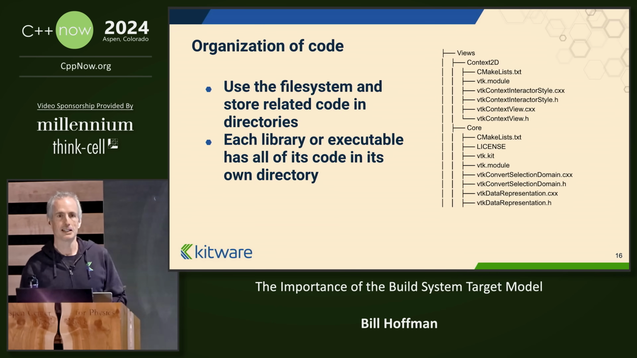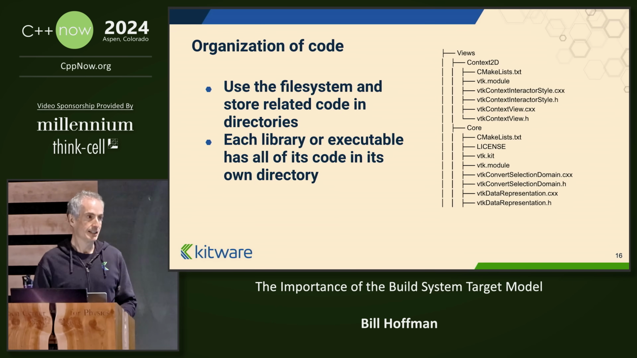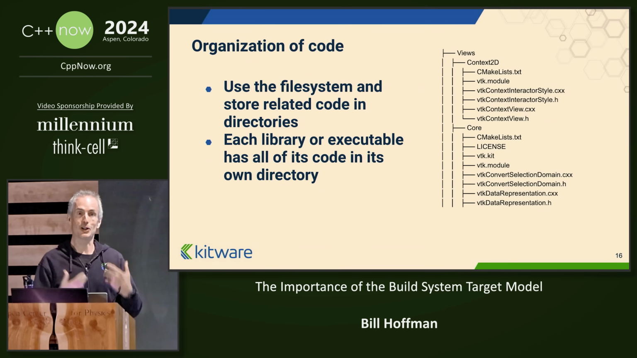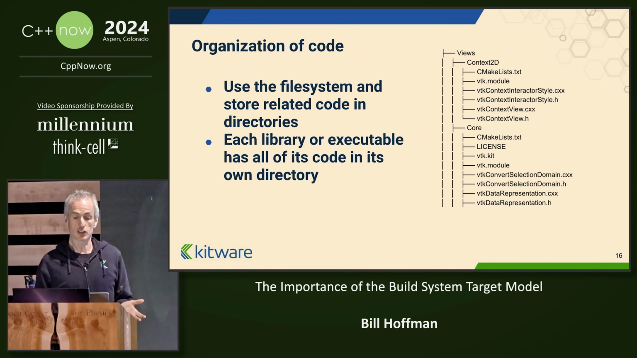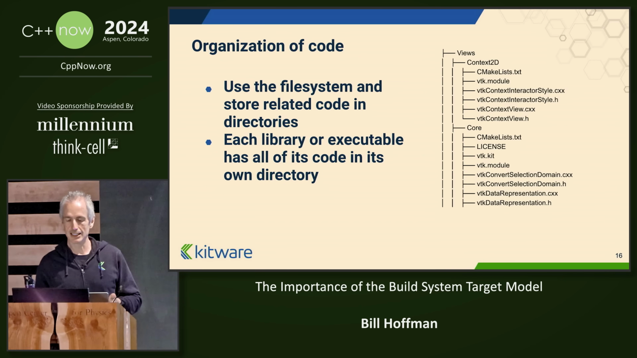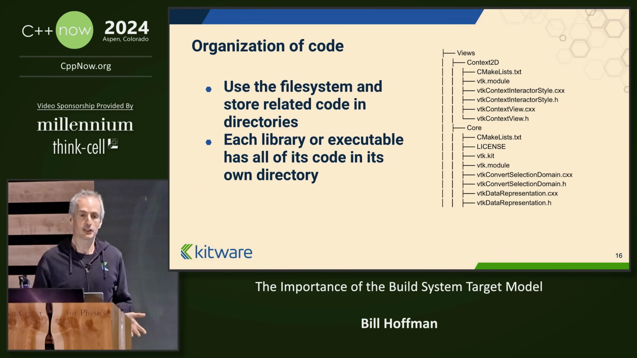Well, like I said, it's all about organization of code. So, as code grew bigger, you started with one directory that had all your code, but eventually developers were like, hey, this file system thing, we can store our code in there. So we'll store related code together in subdirectories. And we'll say each library and executable gets its own directory. So this is just a quick drop into VTK, and you can see the different subdirectories and the files in there. So that's a common way of organizing your code. Makes sense.